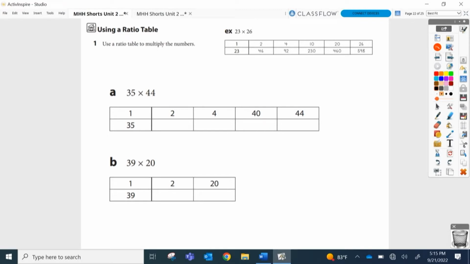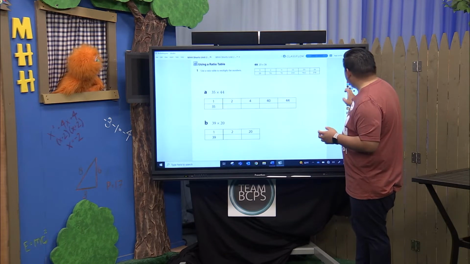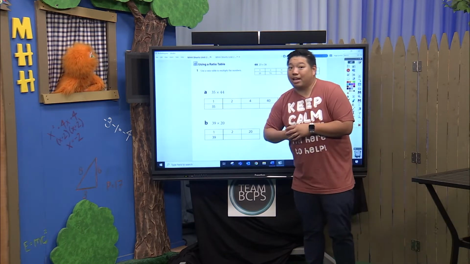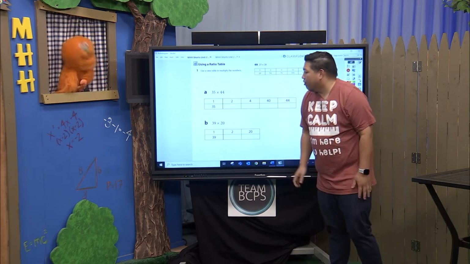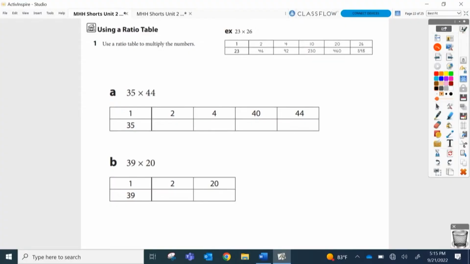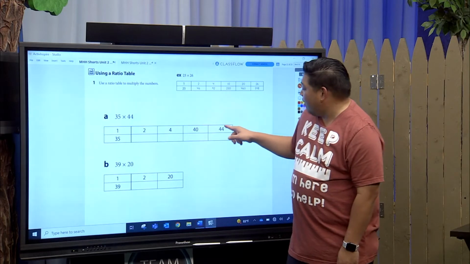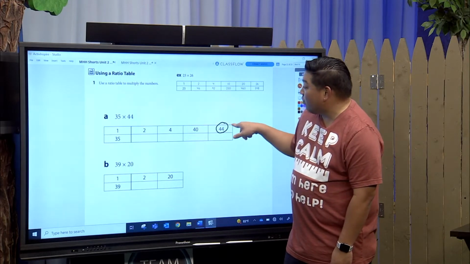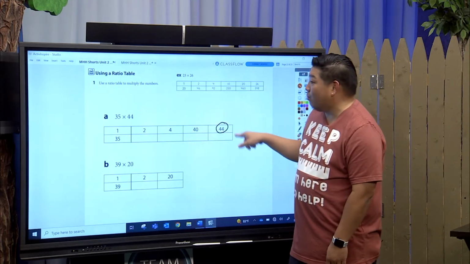Okay, so let's do a few of them here. We won't get through all of them, boys and girls, but we'll try to get through as many as we can. Let's do it. 35 times 44. At the end, you see here we have a 44. We're going to use what we know to get to what we don't know.